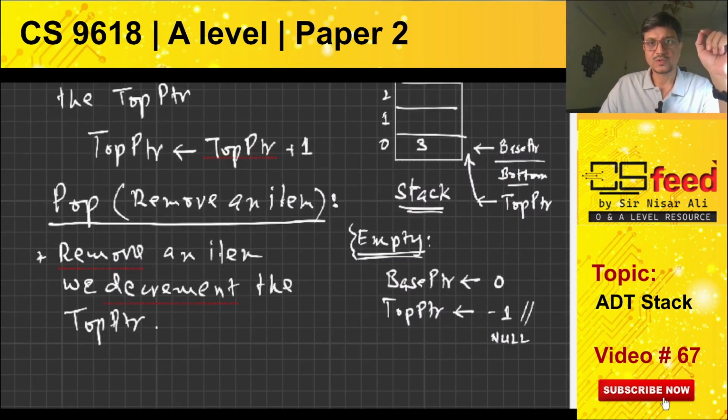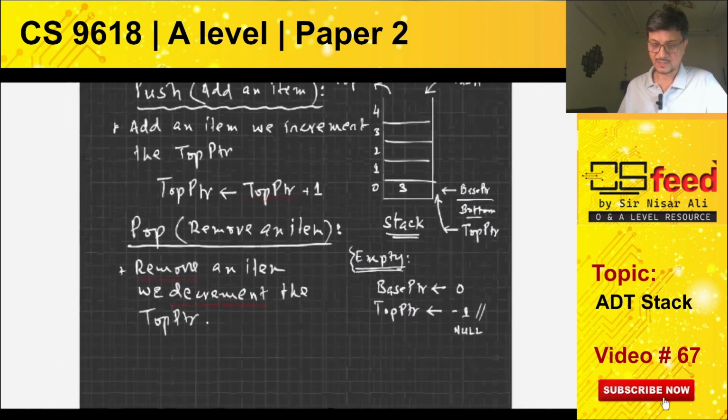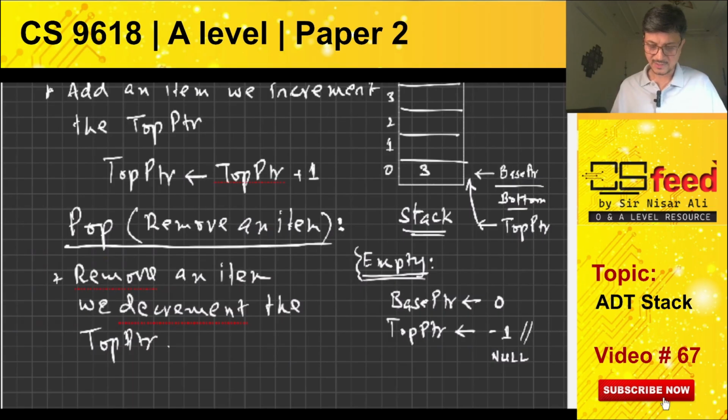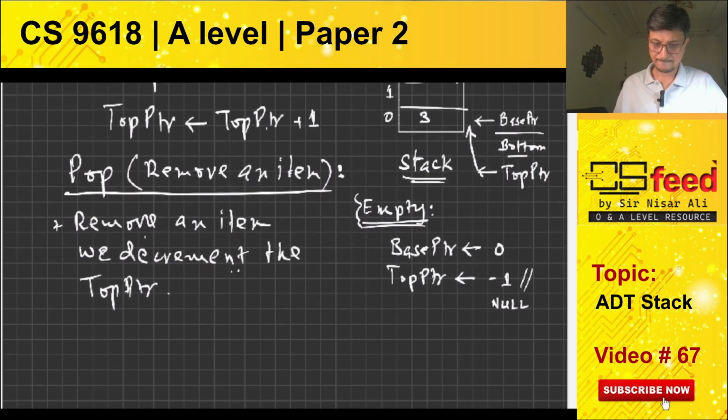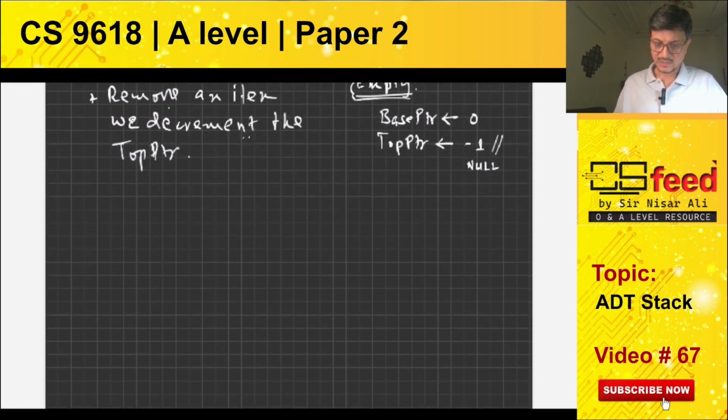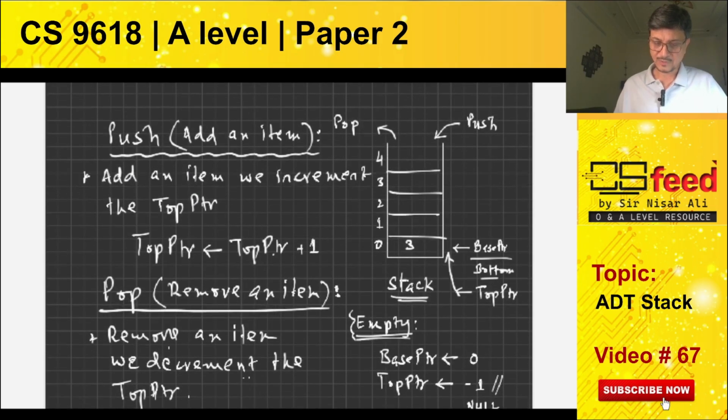All right, so if the value is added, the top pointer is going to increment, and if the value is removed, the top pointer is going to decrement. So only the top pointer is either incrementing or decrementing. You should remember this point in the stack. When the values are added, it is incrementing the top pointer, and when the value is removed, it is decrementing the top pointer, and the base pointer is always pointing to the base. It's not changing.